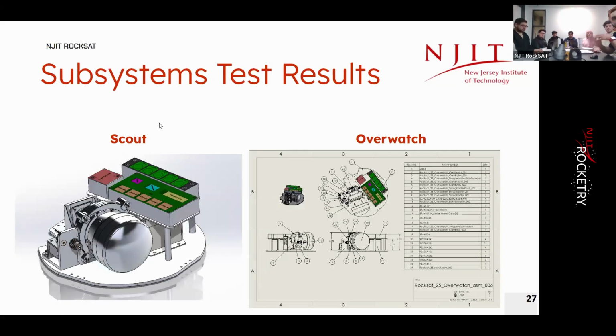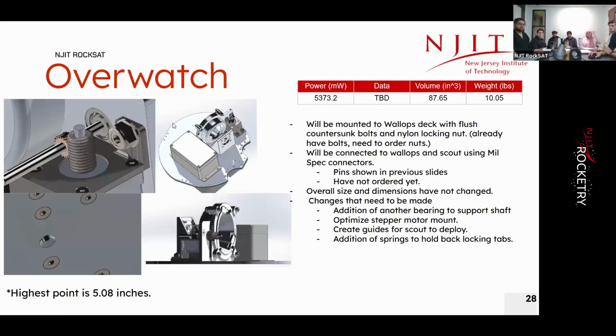We split up two subsystems of Scout and Overwatch. These are just overall CAD models of the whole experiment, and then here we have each one of the lines pointing to the whole bill of material. As for Overwatch, the overall power we're using on that is 5,300 milliwatts. The data that we're using is to be determined yet, but we don't think it to be an issue with collecting data that we need to.